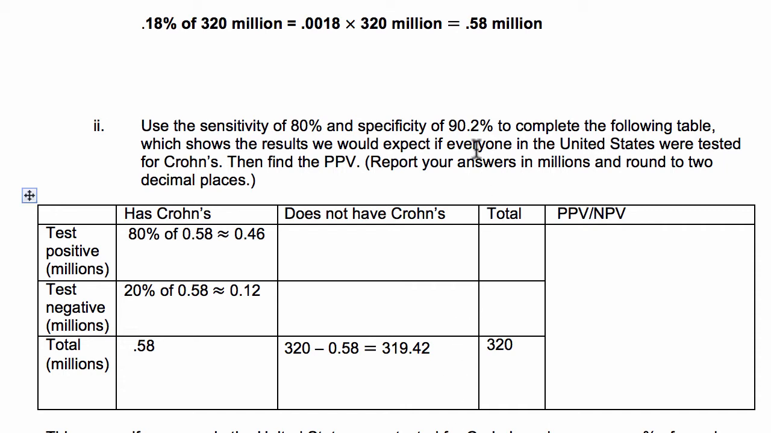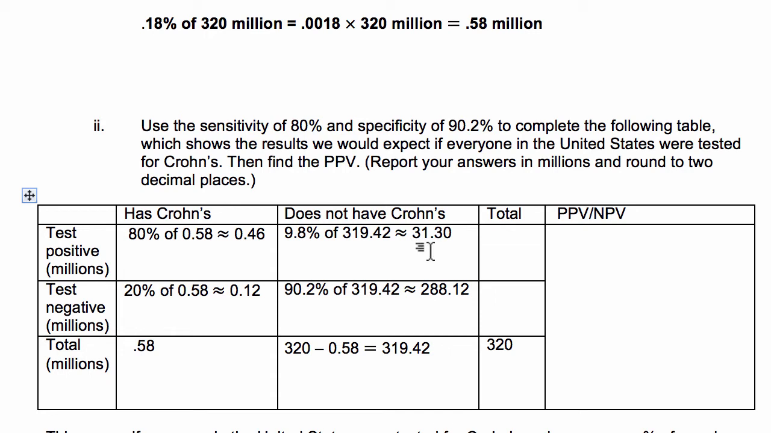Since the specificity of the test is 90.2%, about 90.2% of 319.42 million, or approximately 288.12 million, people without Crohn's will test negative. Since 90.2% of the people without Crohn's test negative, 100% minus 90.2%, or 9.8% of the people without Crohn's will test positive. 9.8% of 319.42 million is approximately 31.3 million.